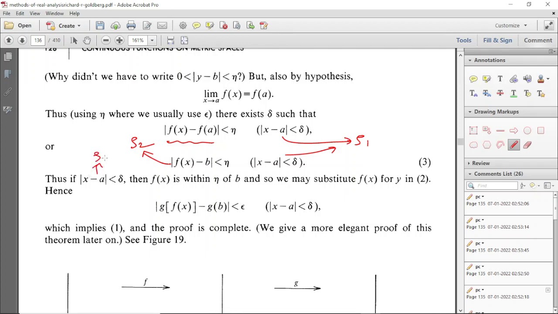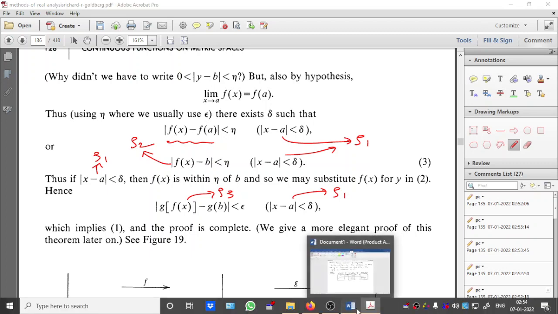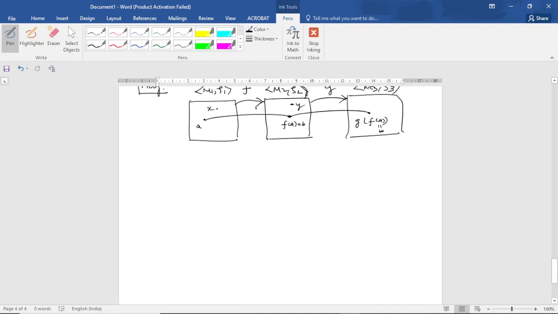Here this is rho 1, in terms of rho 1, this is in terms of rho 3, and this is in terms of rho 1. That's all. So if you change these things, then we have written the proof for the general metric space. This completes the proof. Okay. And similarly, we have the other two theorems.